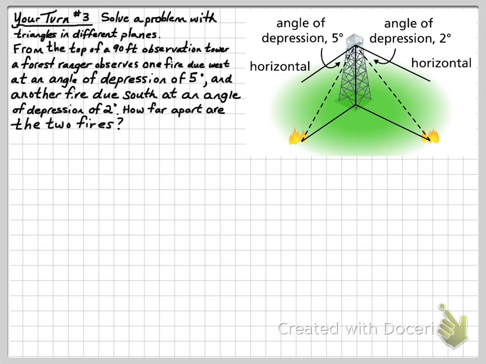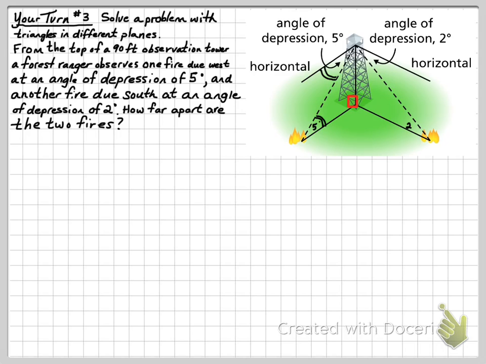Well, here's a picture of the scenario. Notice a couple things here. If the angle of depression is 5 degrees, by our Z patterns, the bottom angle is also going to be 5 degrees. And if the angle of depression of the other one is 2 degrees, that makes the bottom 2 degrees.